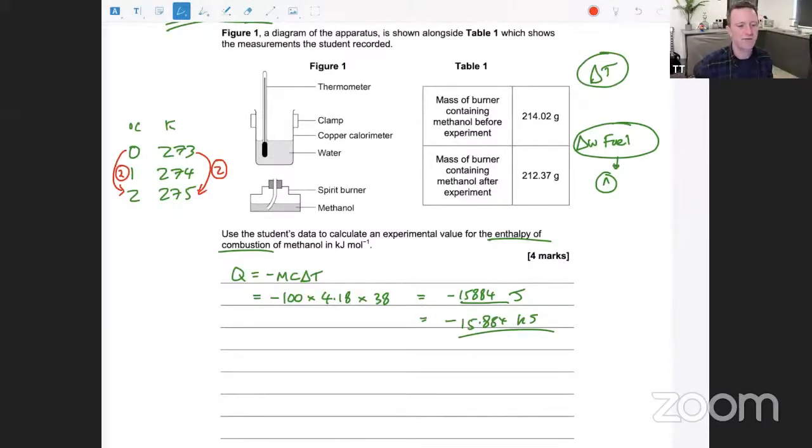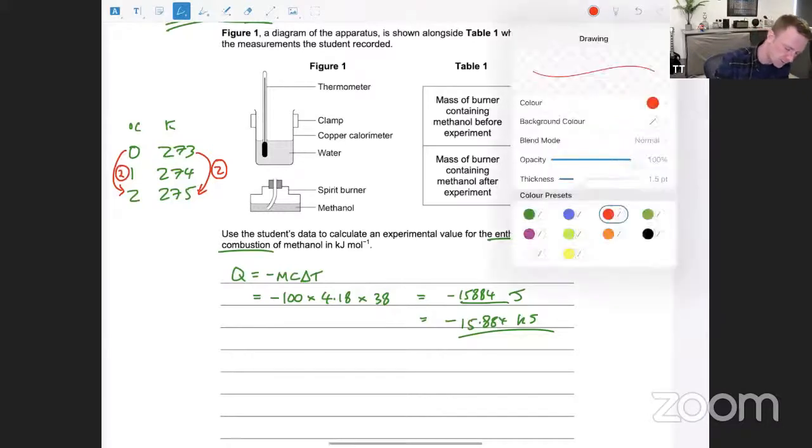Fatima, so if they ask you for the Q here, it would be plus 15.884. Yes, absolutely. If the question was find the energy change, or find Q, it has to be a positive value. But just because we're using it as part of the flow to get to delta H, you're not going to get marked down for it. It says in the mark schemes.